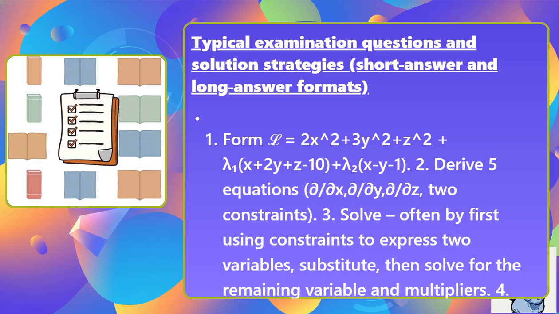Step 3. Solve, often by first using the constraints to express two variables, substitute, then solve for the remaining variable and the multipliers. Step 4. Obtain the point.